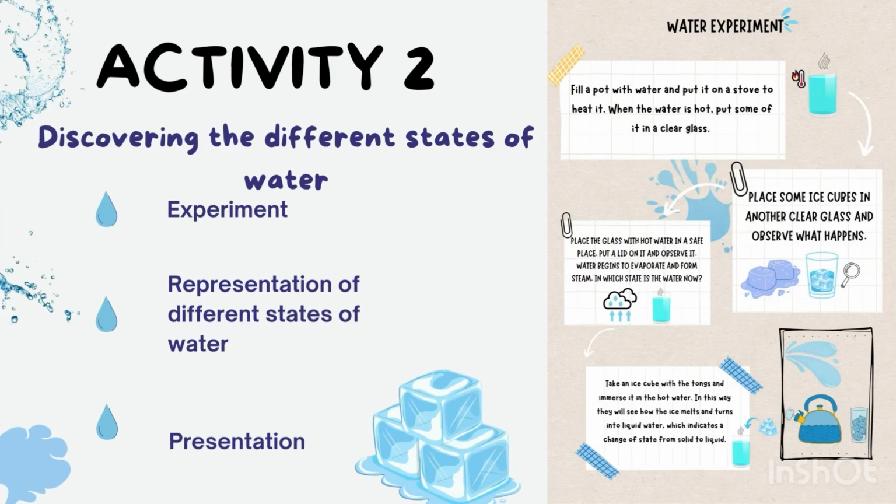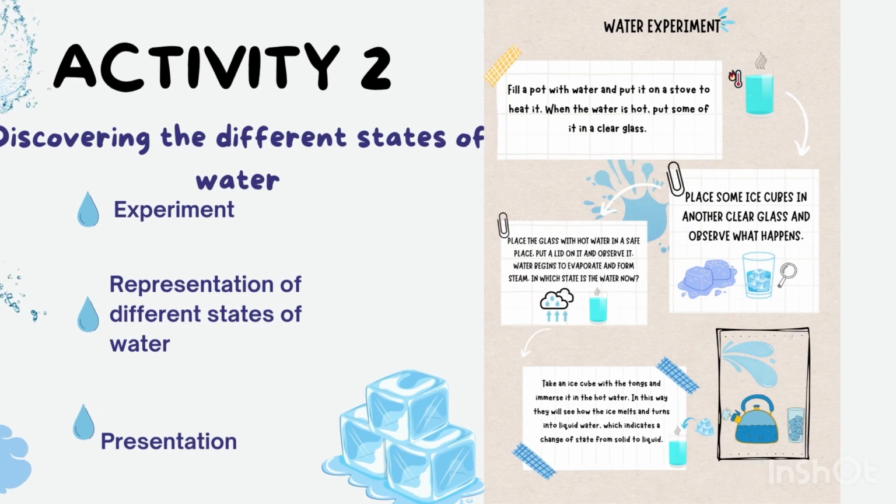Finally, to see if students have understood the different phases of water, they will draw a picture representing the different states of water they saw during the experiment. Once the representations are finished, the students will make a small presentation in groups to show the results obtained in the experiment and how they have represented this data in their drawings.